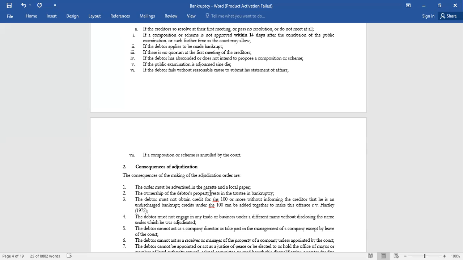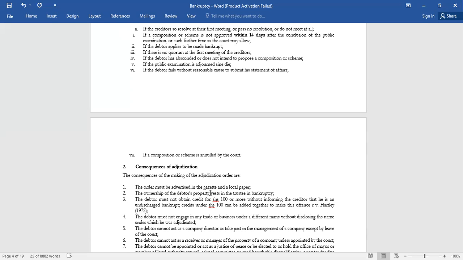The debtor must not obtain credit of 100 shillings or more without informing the creditor that he is an undischarged bankrupt, and credit under 100 shillings can be added together to make this offense. And you have a case there of Hartley. If you are interested, you can refer. In other words, you can see how embarrassing it is. If you have to borrow 100 or above, you have to go ahead and inform all the creditors.